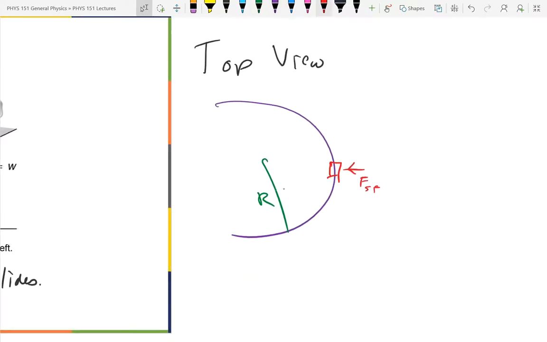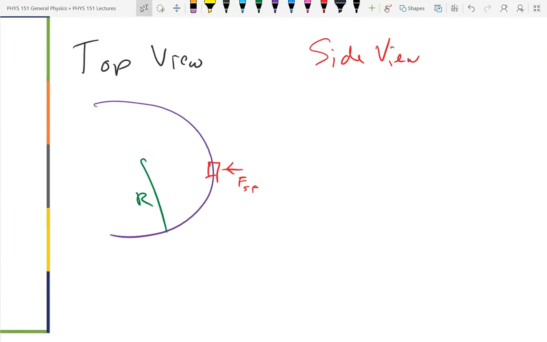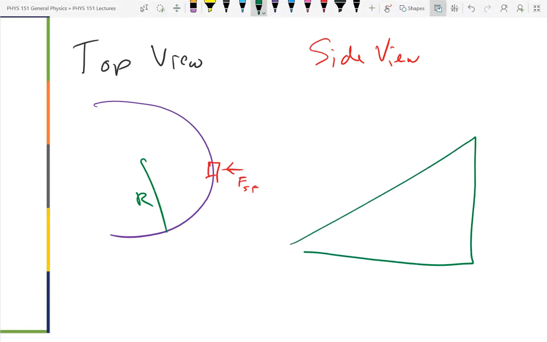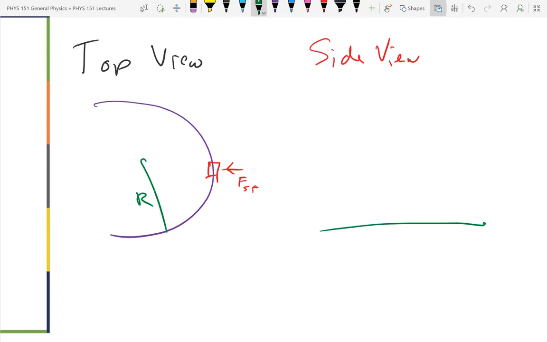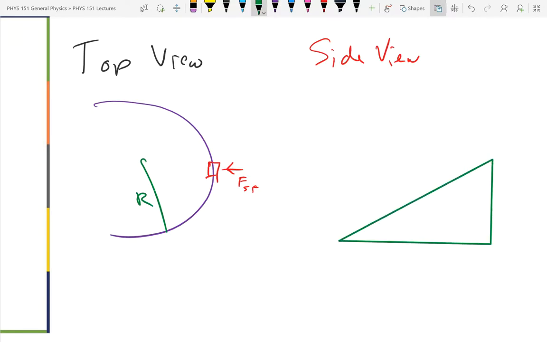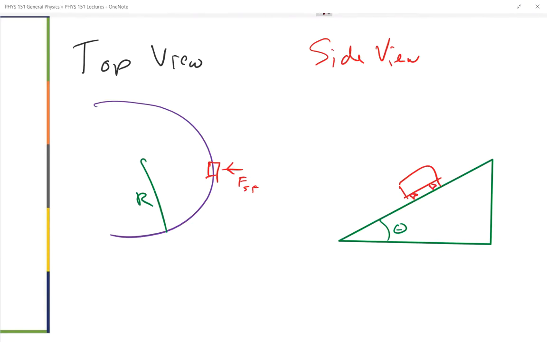And then I go to a side view. And the side view is a little more complicated now because I have a triangle. I've got to do a better job. Like I said, got to do a better job. That's a better job. Some angle of elevation theta. And then I have my car on here. And what direction are the forces on the car now? Start naming forces and the direction each one points.